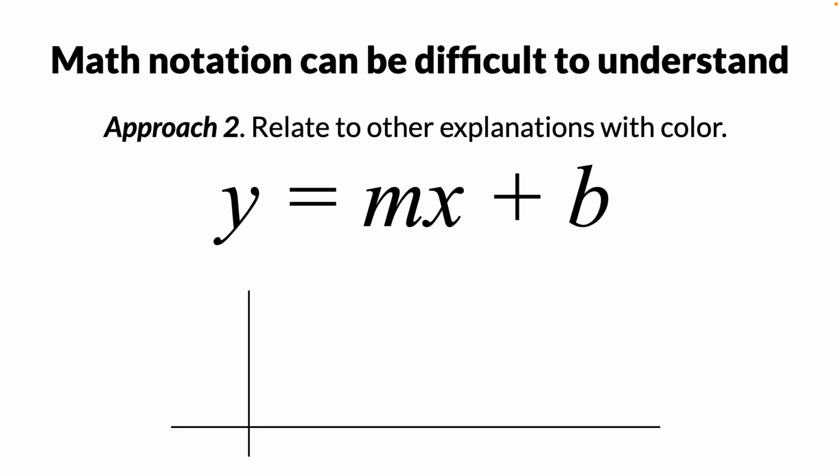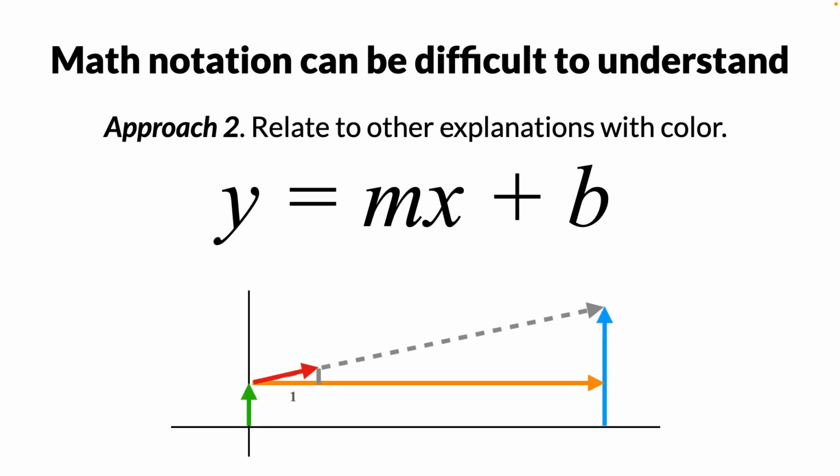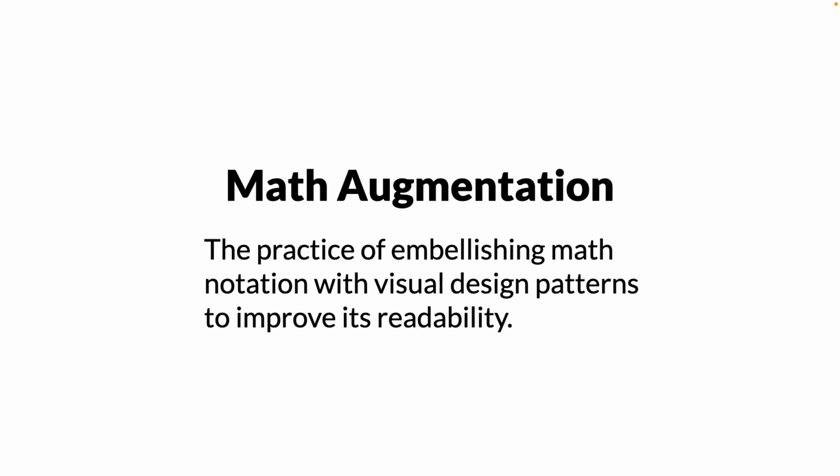Another approach involves relating the formula to another representation of the same mathematical idea using color. For instance, the formula can be colorized to relate it to this visualization, conveying through color that the height of the point can be computed by taking a constant vertical offset, then taking the horizontal position of the point and scaling it to another vertical offset using m as a multiplier. Both coloring and labeling are instances of what we call math augmentation, the practice of embellishing math notation with visual design patterns to improve its readability.